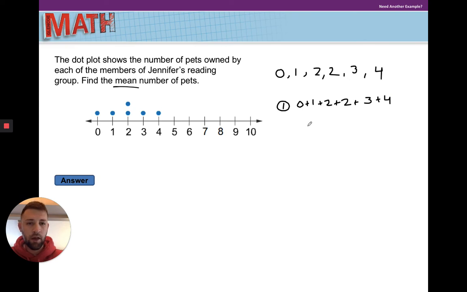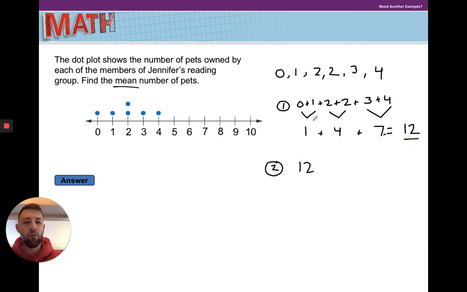Okay. Sure, we can add them up 2 at a time. 0 plus 1 is 1. 2 plus 2 is 4. 3 plus 4 is 7. And let's add all those numbers up together. And I should get 12. Okay. Second step. Take your sum, which was 12, and divide it by how many numbers you had.